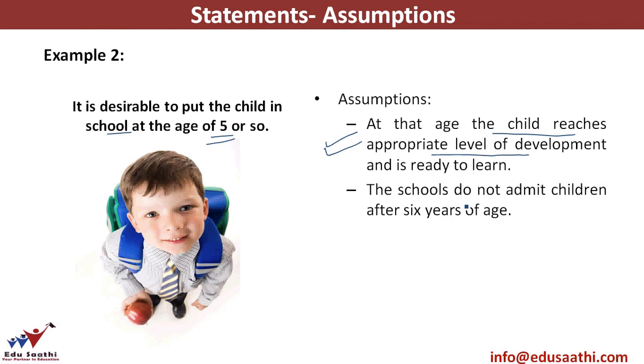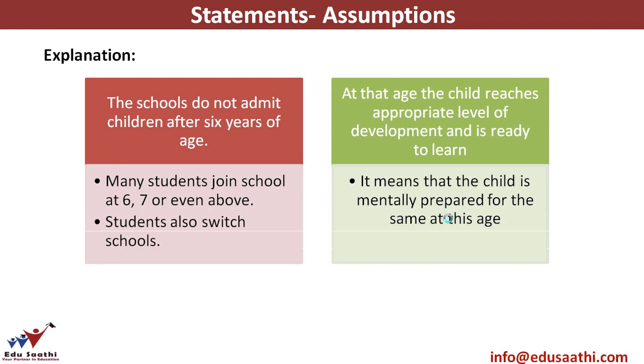Now, the schools do not admit children after 6 years of age. What can you say about this? Well, there are many schools who take students below 5 years and above 5 years also. Secondly, there are schools where students can switch from one school to another. So we cannot comment upon what will happen to a student who is more than 5 years of age, whether he will be getting an admission or not. We cannot comment upon this. So the second is an invalid assumption, right? So you can check it over here also.